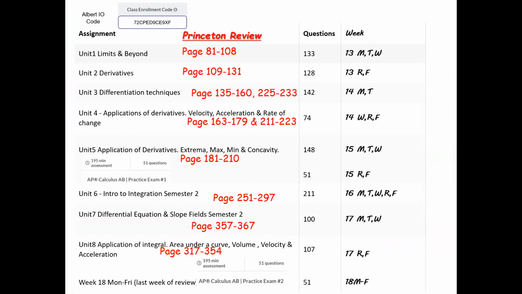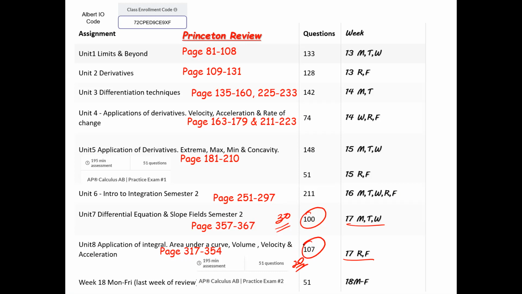All right, you guys. So this week is week 17, and your focus this week is going to be on Unit 7 on your Albert IO. You need to pick, and there are 100 questions. You can pick any 30 out of the 100. You need to focus on Unit 7, which is on differential equations and slope fields for semester 2, for Monday, Tuesday, and Wednesday. And then we're going to move on to the last unit, which is application of integrals, area under the curve, volume, velocity, and acceleration, for week 17 Thursday and Friday. And for this one, you can pick any 20 out of the 107.